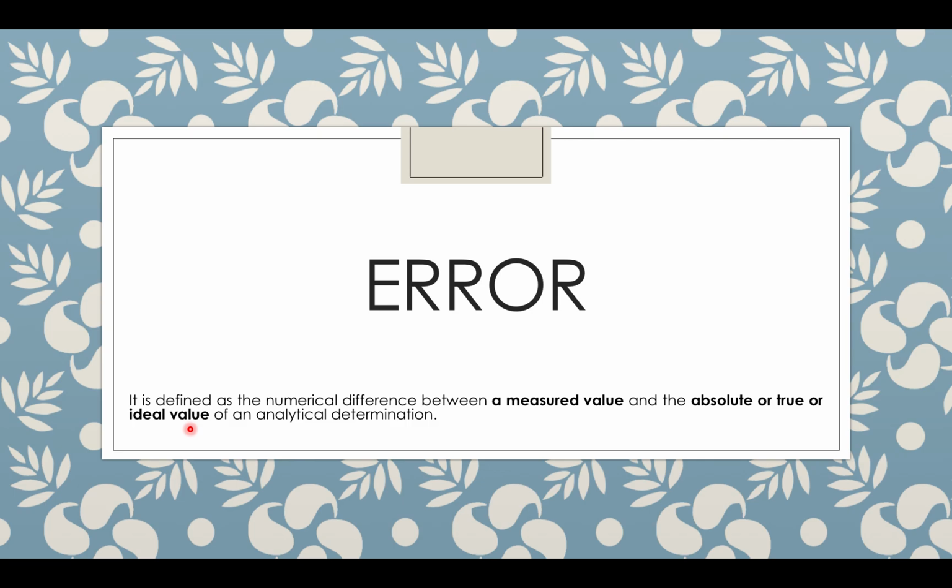Now, if that is the case, then how can we define error? Because error cannot be defined only in terms of measured value. We require a reference. So for that purpose, we define these in terms of accepted value, that is, a value that is accepted to be a true or an ideal value for an analytical determination. So from here onwards, whenever I'm talking about the error, I'll be talking about the accepted value.